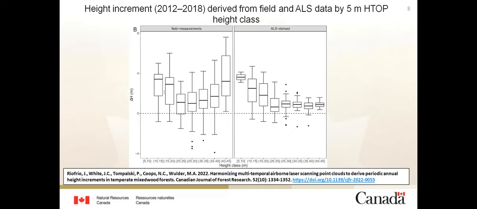So if we plot our annual increment across 5 meter top height classes, if we look at the LiDAR data over here, we see what we would expect biologically, that the increment actually decreases as the height increases. But if we look at the field measurements, we see that this is the case until we get to about 30 meters, and then the increment actually starts to increase again and becomes very high for trees that are higher than 40 meters.